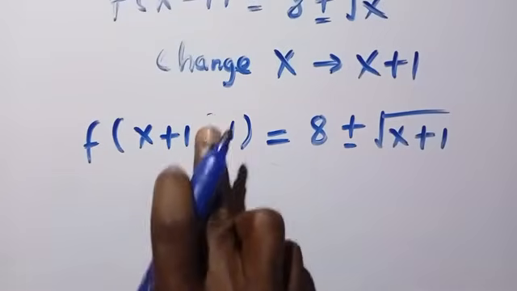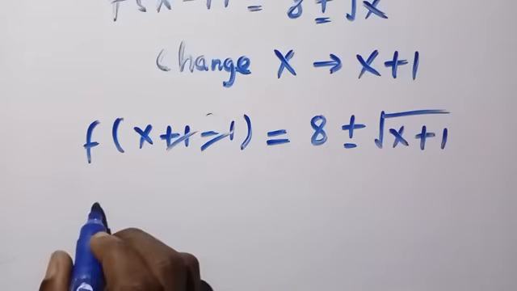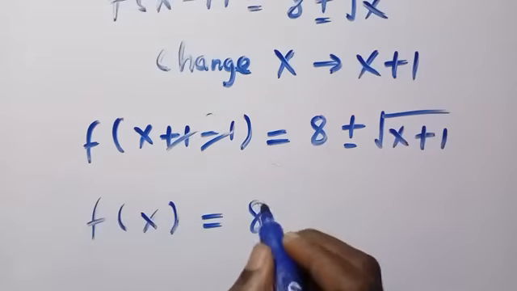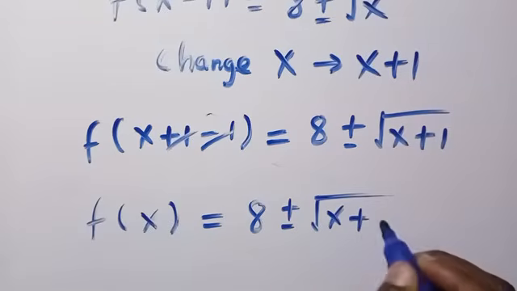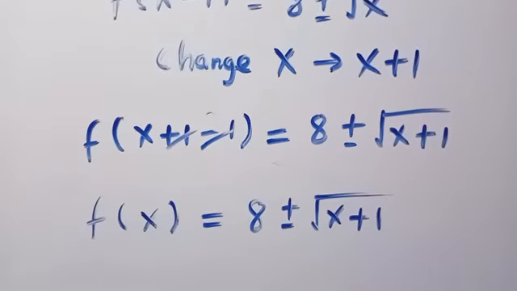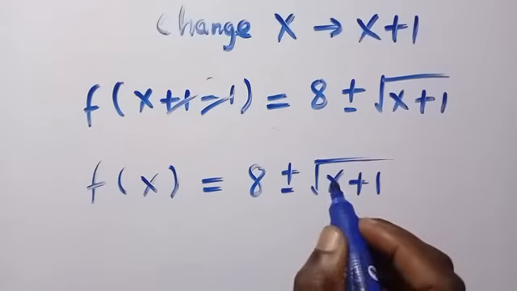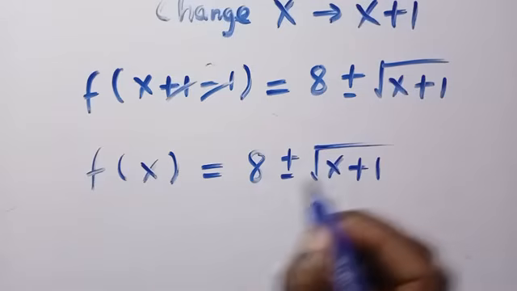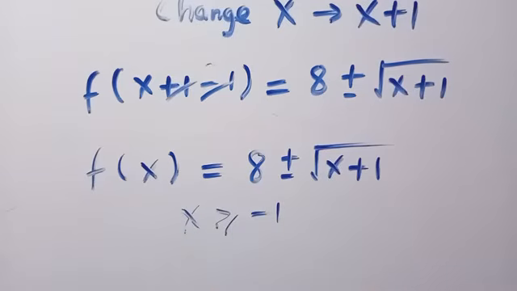Then we have this as minus 1 already in the question. So this and this cancelled. When this cancelled, we have f of x equals 8 plus or minus the square root of x plus 1. This is the value for f of x, but with a condition here, because we have a root. So for this root, x must be greater than or equal to minus 1. So if x is greater than or equal to minus 1, we are safe.